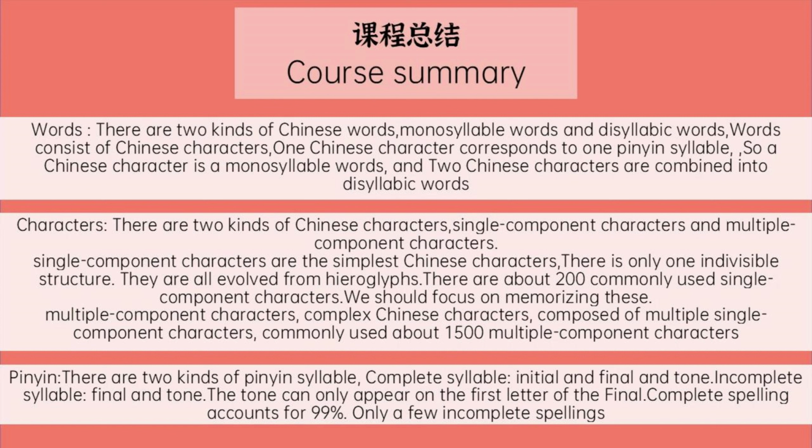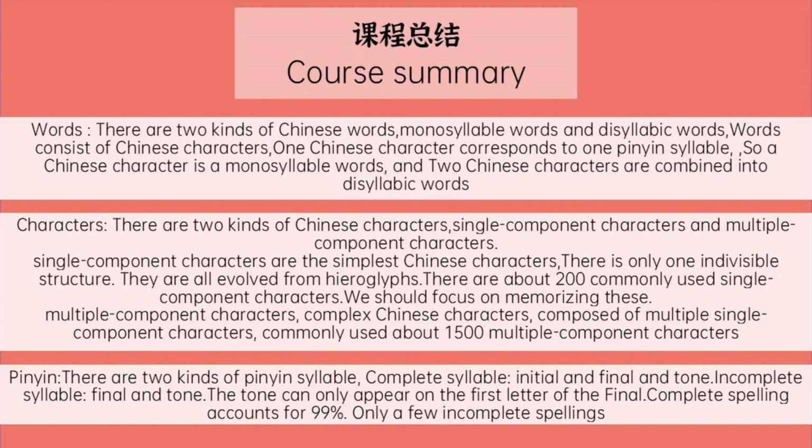Characters. There are two kinds of Chinese characters, single component characters and multiple component characters. Single component characters are the simplest Chinese characters. There is only one indivisible structure. They are all evolved from hieroglyphs. There are about 200 commonly used single component characters. We should focus on memorizing these. Multiple component characters, complex Chinese characters, are composed of multiple single component characters. About 1,500 multiple component characters are commonly used.